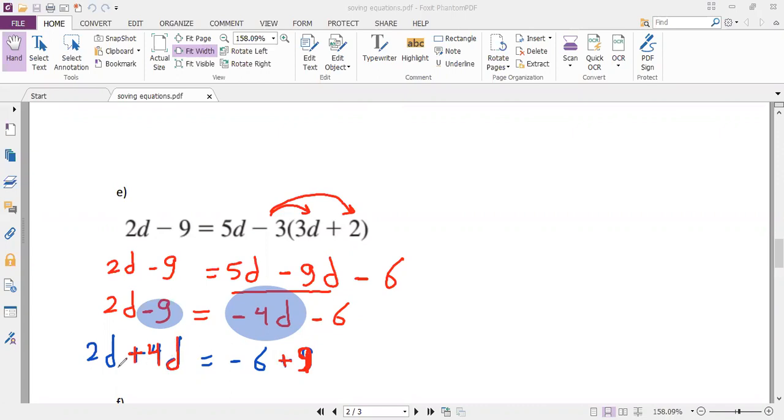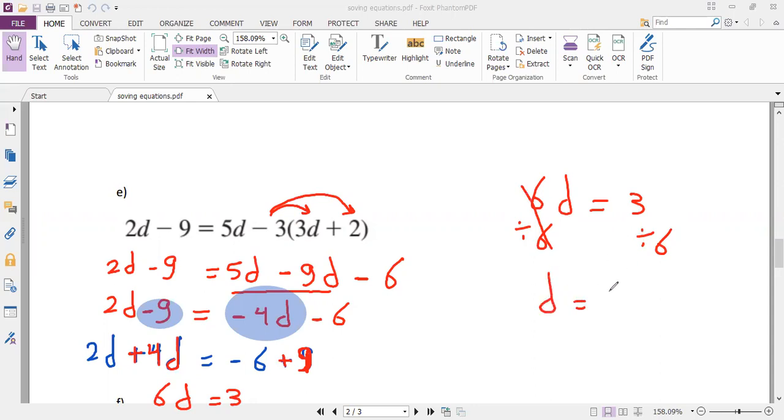Okay, so 2d plus 4d, it's 6d, equals minus 6 plus 9, it's 3. So we have 6d equals 3. Then to get the value d, just divide by 6 both sides. So d equals 3 divided by 6, which is half.